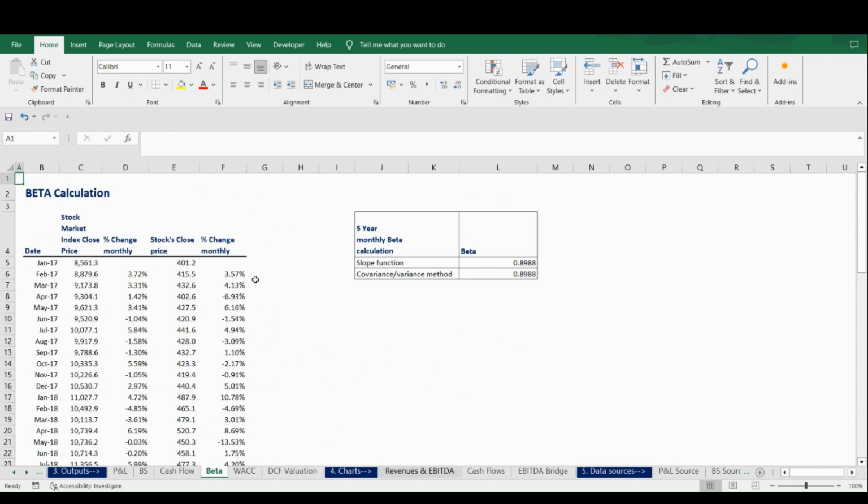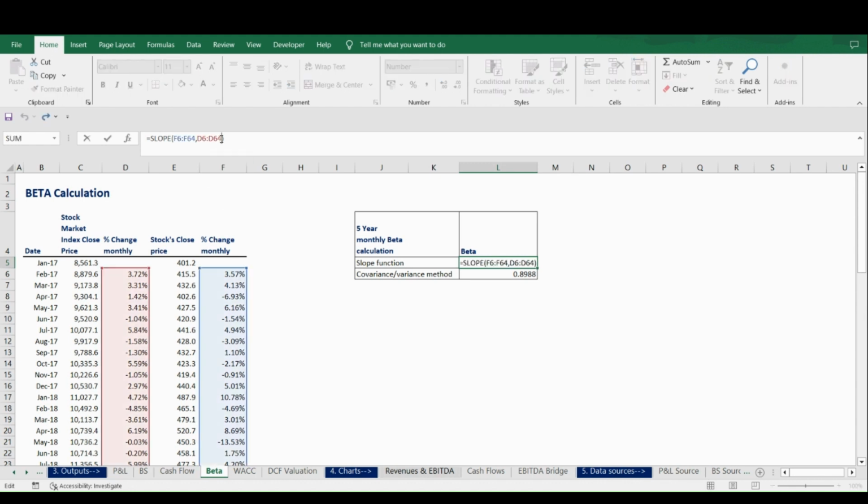Next up, we have the beta calculation. The beta calculation is done for the companies that are listed on exchanges and are publicly traded. So herein we have the stock market index pricing. This is the monthly change in the price. Here we have the stock closing price, and here we have the percentage change. So we can calculate beta by two functions. One is a slope function, in which we take the percentage change in the stock as the first argument and the percentage change in the index as the second argument.